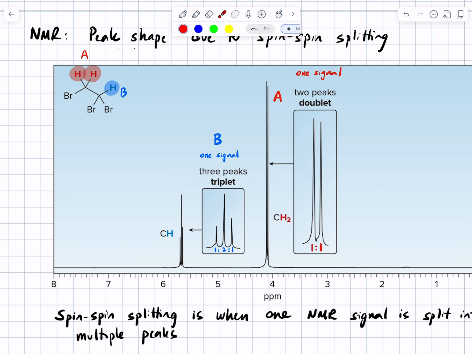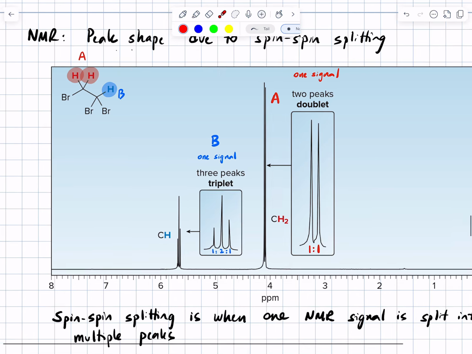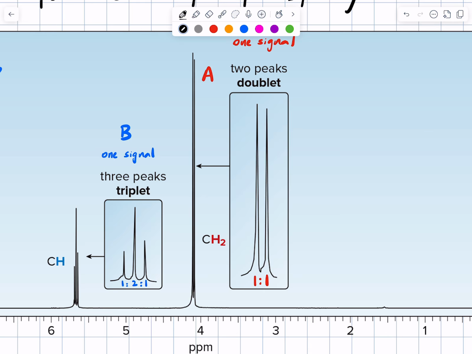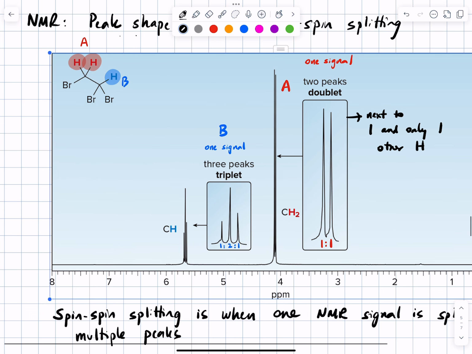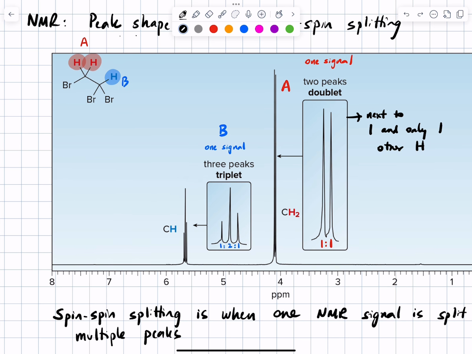Okay? So now, yeah, go ahead. So what exactly does a doublet or a triplet tell us? Right. So the doublet tells you that the HA protons are next to 1 and only 1 other proton. The triplet pattern tells you that the HB proton is next to 2 and only 2 protons. So you get nearby connectivity.